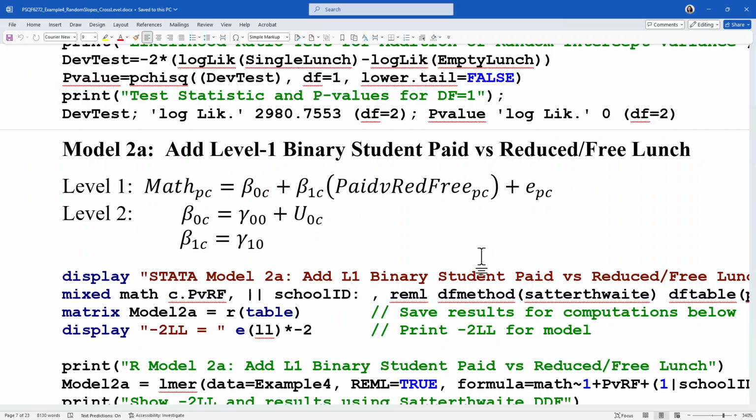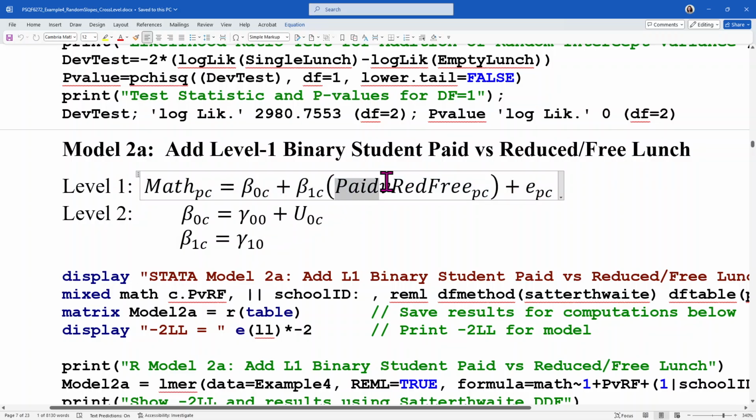We're reviewing notation. It's beta 1 sub c, but that is only equal to gamma 1 sub 0, and gamma 1 sub 0 does not have a random slope, therefore it is fixed. Yep, this thing right here. If there was a u1c, then it would be a random slope, yes? That's right. We're starting with fixed only for the time being. This is the first binary predictor where paid is 0 and reduced or free lunch is 1.